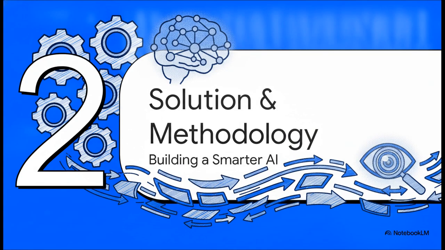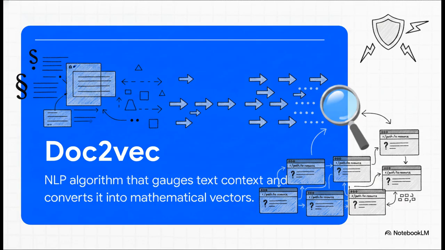All right, moving on to section 2, the solution and methodology, or how we actually go about building a smarter AI. Now, what's genuinely brilliant about the researchers' approach here is that they didn't try to reinvent the underlying neural network architecture. Instead, they completely changed how the AI learns and perceives the incoming data. And to do that, they borrowed a powerful concept from natural language processing called doc-to-vec.